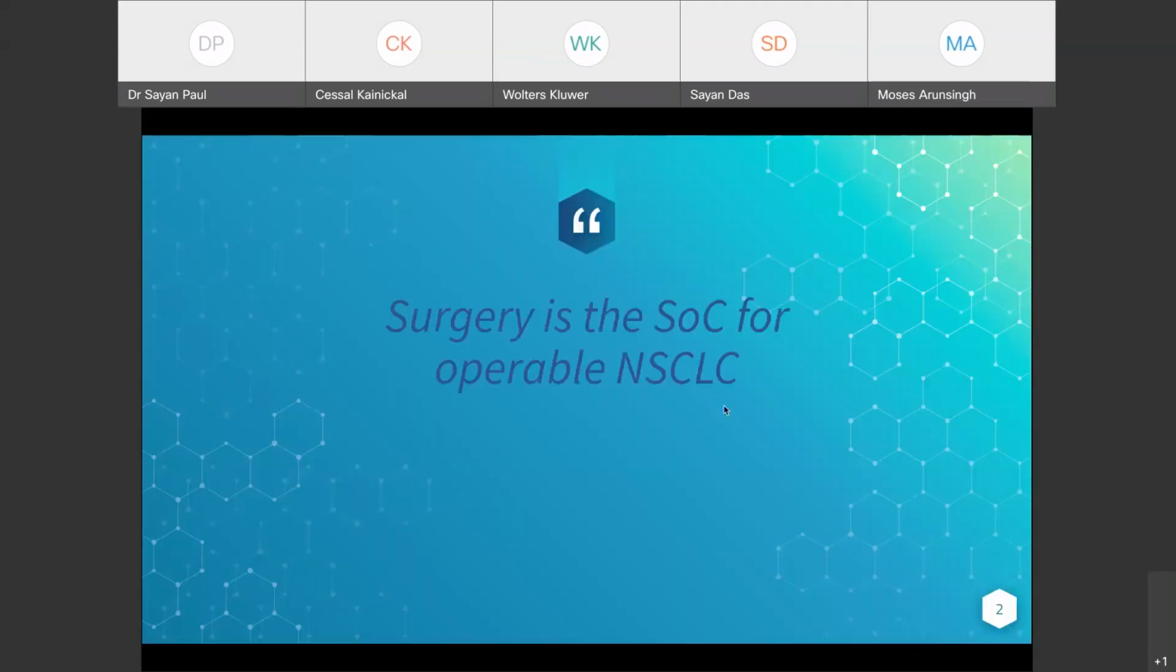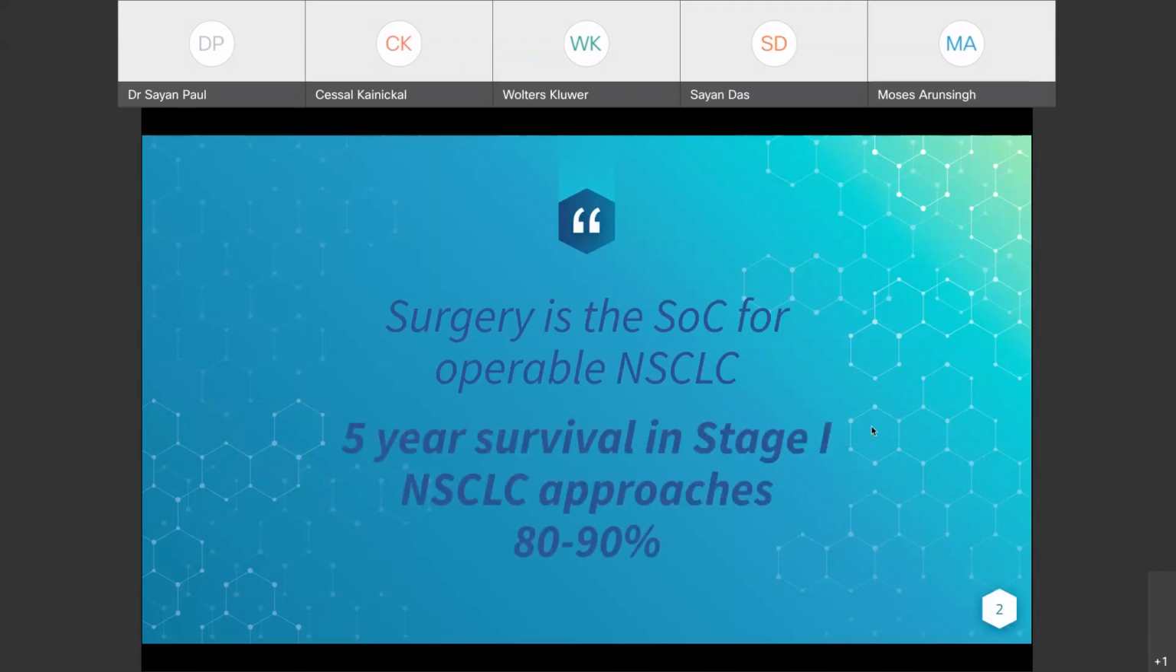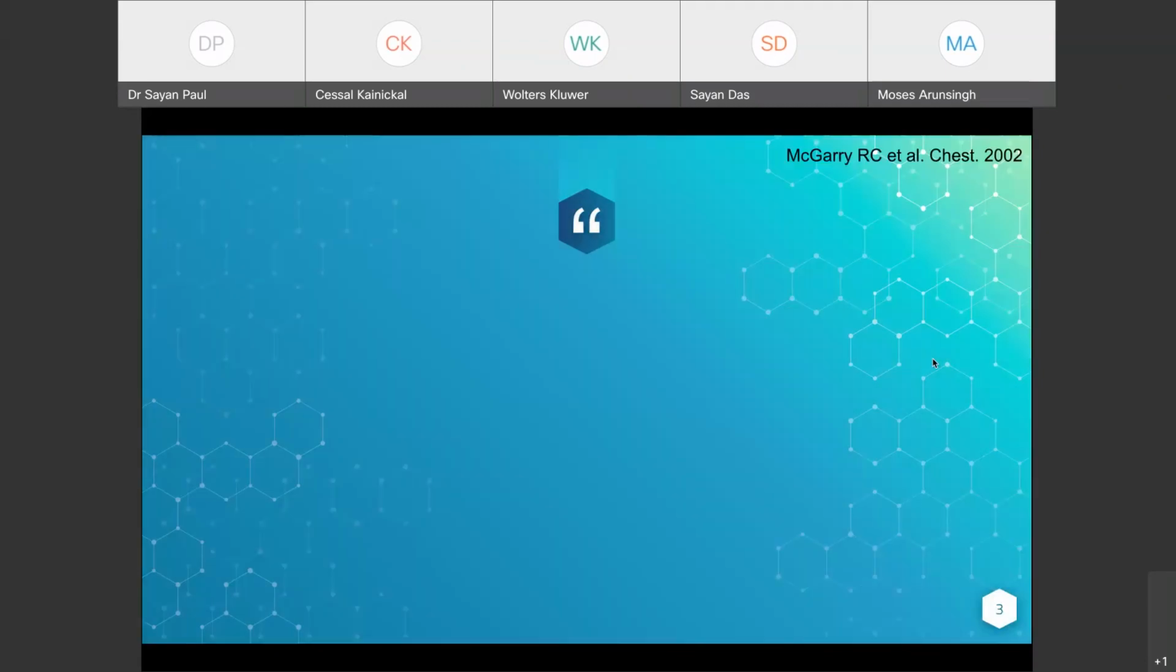Surgery remains the standard of care for any operable lung cancer. In those with early stage lung cancers like stage 1 NSCLC who undergo surgery, the survival approaches 80 to 90%. But unfortunately, not all of the patients who are diagnosed with lung cancer will be fit for undergoing such rigorous surgeries. They may be unwell for a variety of reasons, due to unfit pulmonary functions or cardiac functions as well.